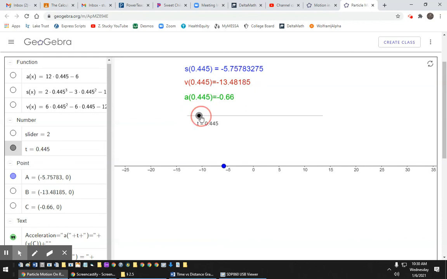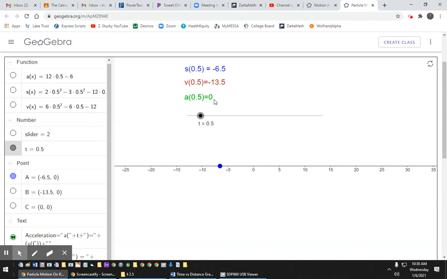Then somewhere in here, maybe around 0.5, there it is. Look, my acceleration is 0. My particle stops accelerating. This is when you hit cruise control on your car. You're still going at a velocity, but you're not speeding up, nor are you slowing down. I'm still moving left because I have a negative velocity, but my acceleration is 0.